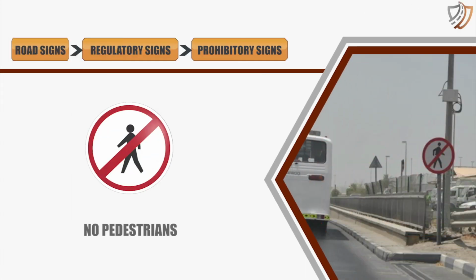No pedestrian. This is a no pedestrian sign. It shows that pedestrians are not allowed to walk through the road or zone. This sign can be seen at tunnels, bridges, cycling tracks, freeways, and near tram tracks.